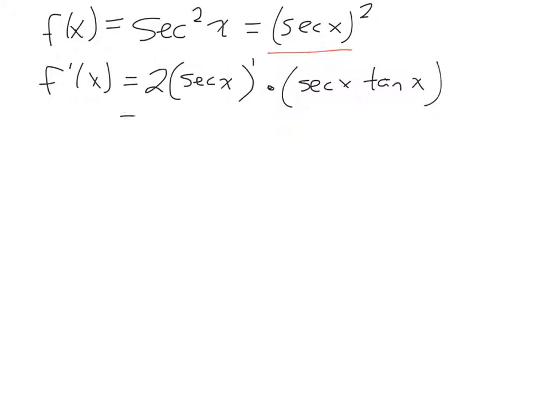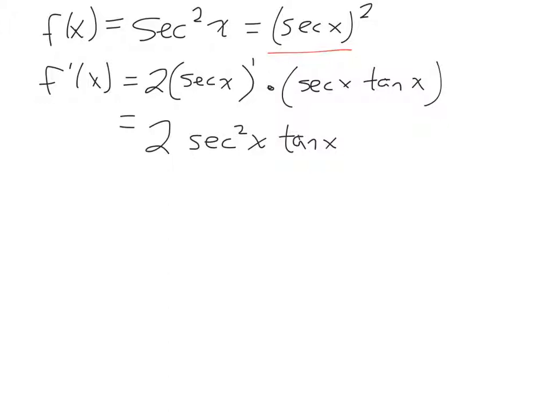And then I could simplify this up a little bit by combining, just multiplying all this together. So I'd have 2, and I have 2 of the secants, secant squared, and then times the tangent. Tangent x there.